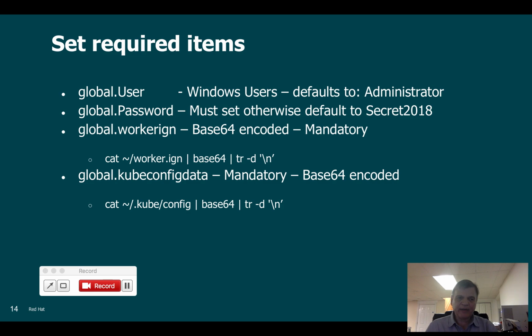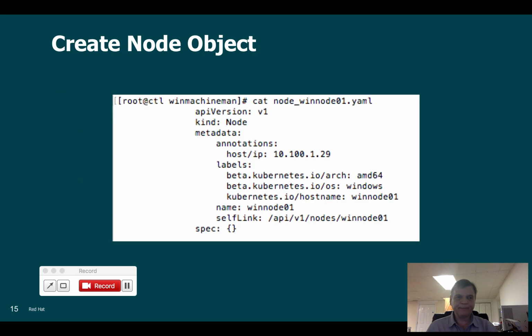We need the worker.ign, which comes from the OpenShift installer. That must be base64 encoded, and you must get rid of the extraneous line feeds in that, so you can copy paste that. And then the kubeconfig data, again base64 with the line feeds cleaned up. And so you're just going to say set global.kubeconfig, space, and then that string.